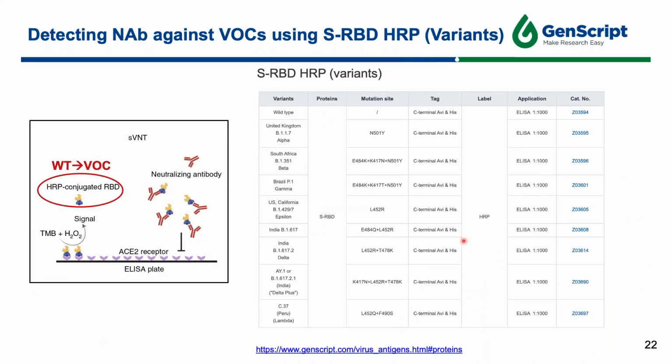So I believe many of you are wondering whether our SVNT can be used to detect neutralizing antibody against variants. And yes, we can do so by replacing the wild-type RBD with the variant RBD. In this graph, as indicated here, by simply replacing the blue region from the wild type to the variant RBD, we can detect neutralizing antibody against variants. So this is the list of all the variants available for purchase.